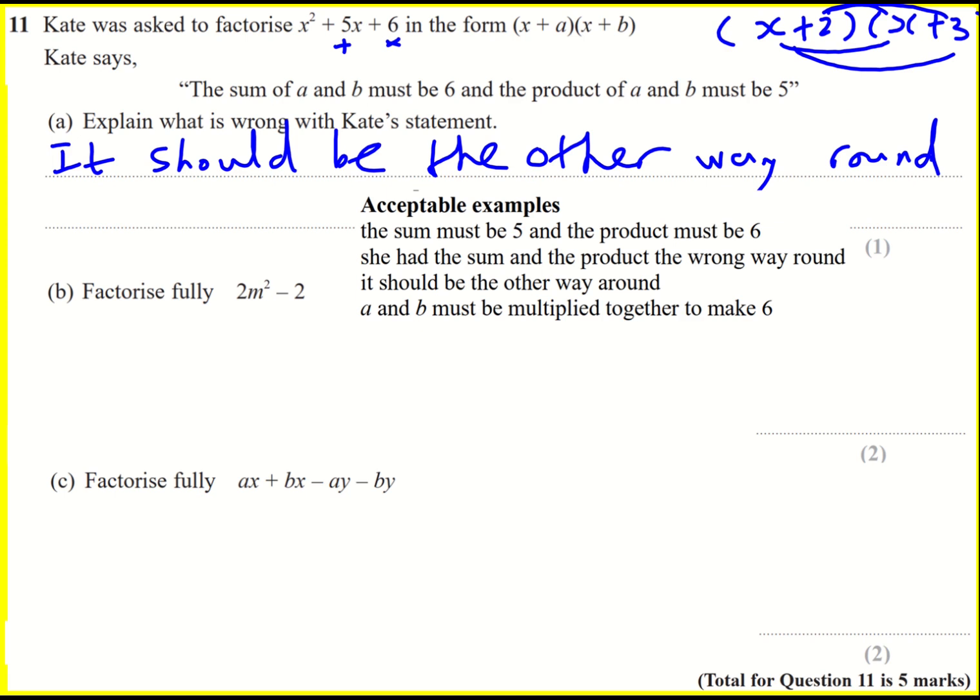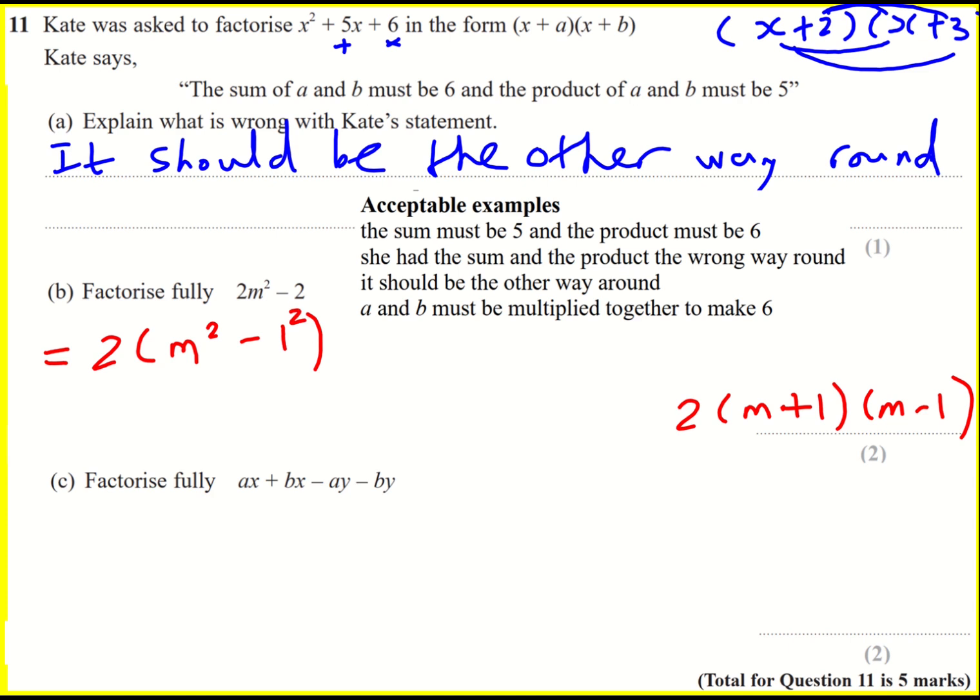Next up, factorize fully 2m squared minus 2. So a good process to follow is to first of all take out any common factors. There's a common factor of 2 here. It's 2 lots of m squared minus 1. And then you have to recognize that the second in the bracket is a difference of two squares. So it's going to be 2 times m plus 1 times m minus 1, because it's actually a 1 squared.